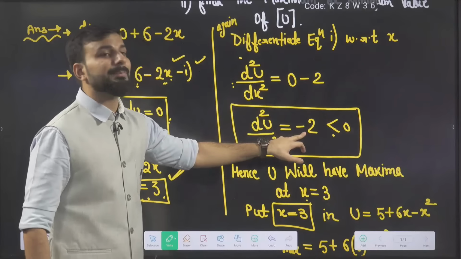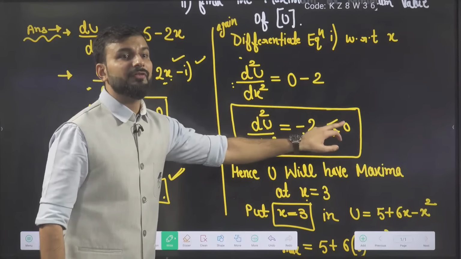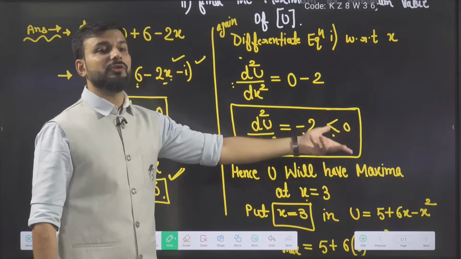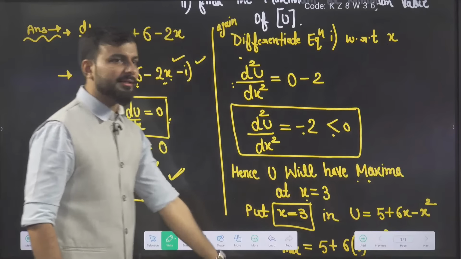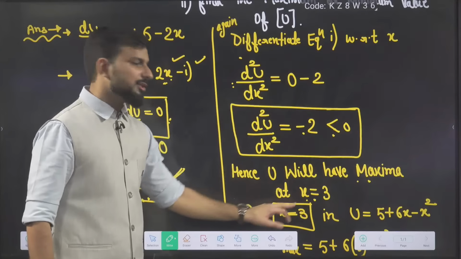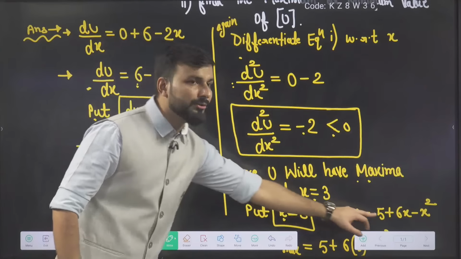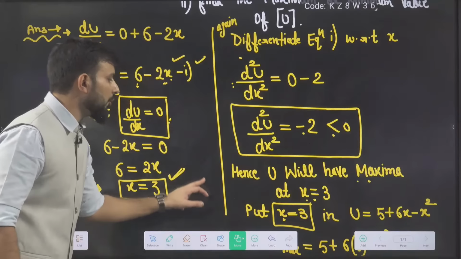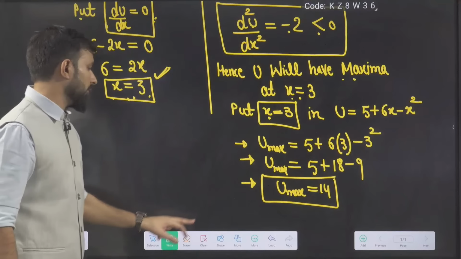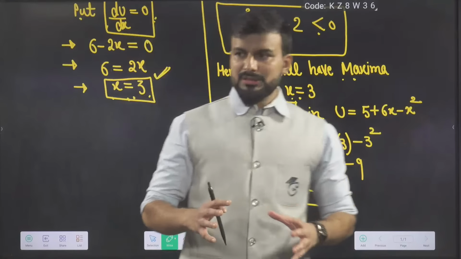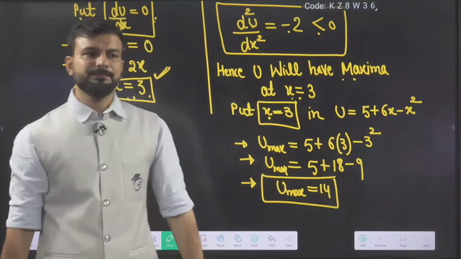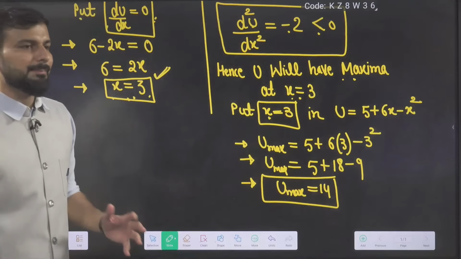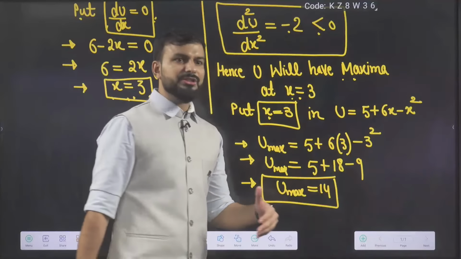When I got this value, I compared with 0. It is less than 0. If it is less than 0, the answer will be reverse of it. Reverse means maxima. That is why you will have maxima at x is equal to 3. That is why I substituted this x value in this function. Then I have got the maximum value of this function. This was the method to find the maxima and minima of a function, and here is the completion of your complete differentiation with its application, along with application which is required in the physics.